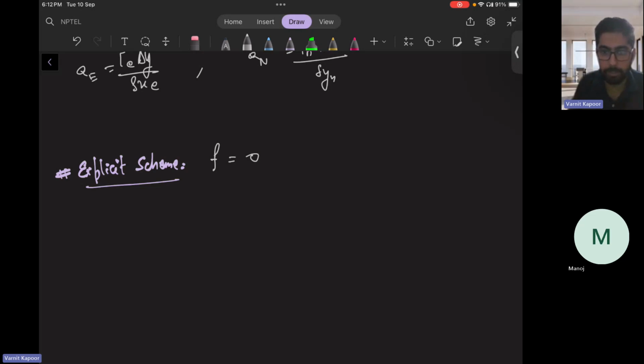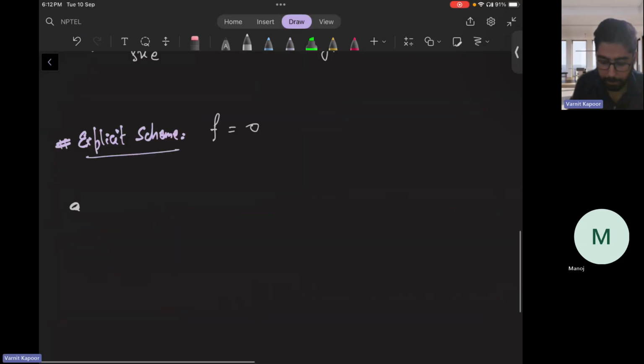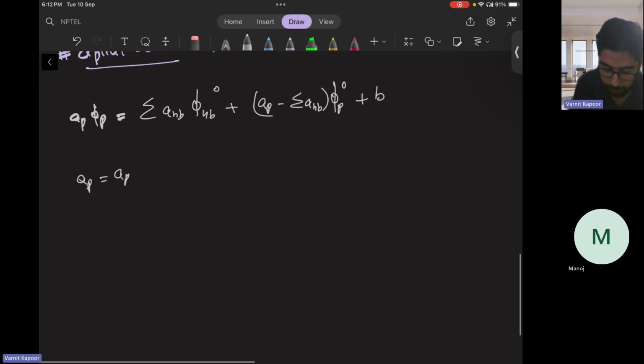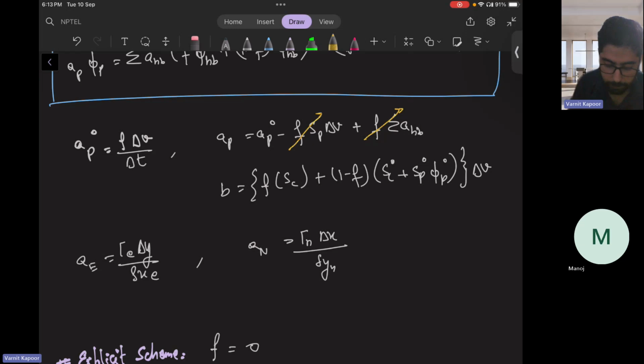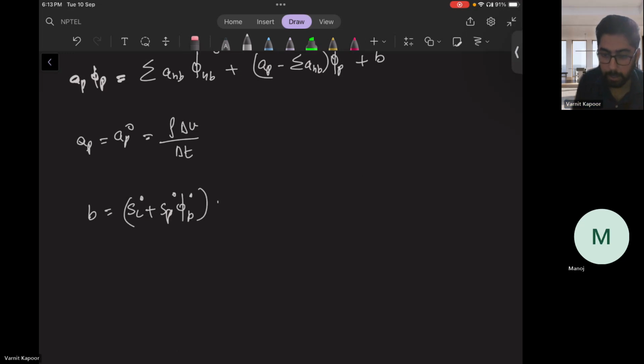Now put F equal to 0 in the above equation. The equation will become AP phi P is equal to the summation of a_nb phi nb naught plus AP naught minus summation of a_nb phi P naught plus b. Where AP and AP naught will be equal, because as F is 0, these terms go to 0. So both will be equal to rho del V over del T. And your b will be SC naught plus SP naught phi P naught, times del V.